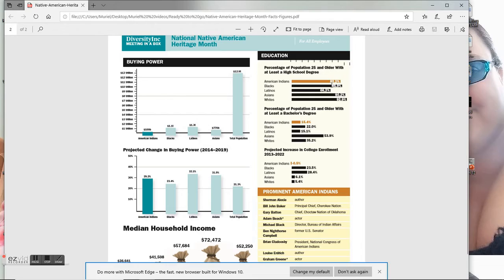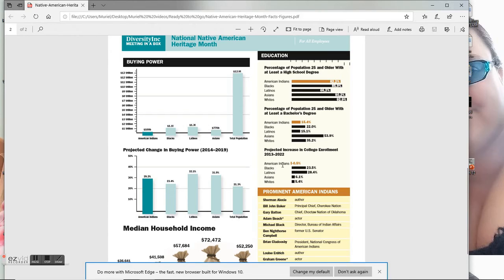Education, we have American Indians. Let's see, the percentage of population 25 and older with at least a high school degree. American Indians was 82.2, Blacks was 85.9, Latinos were 66.2, Asians were 90.2, and Whites were 92.9. And then the percentage of population 25 and older with at least a bachelor's degree. American Indians was 15.4, Blacks were 22, Latinos were 15.1, Asians were 53.9, and Whites were 35.2.